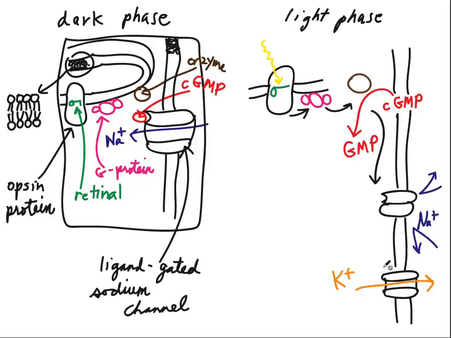However, there is a potassium channel that we did not talk about in the last video. This channel is open all the time, allowing some potassium to escape. Because there's no sodium coming in, but potassium is escaping, the photoreceptor will hyperpolarize.